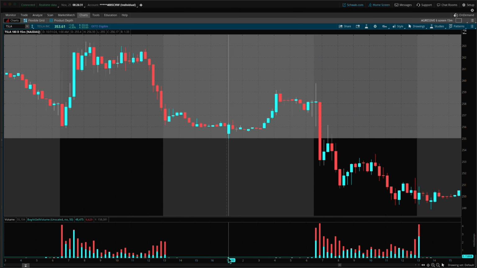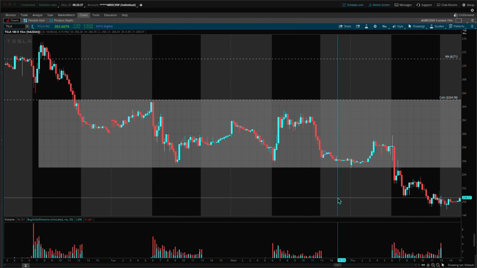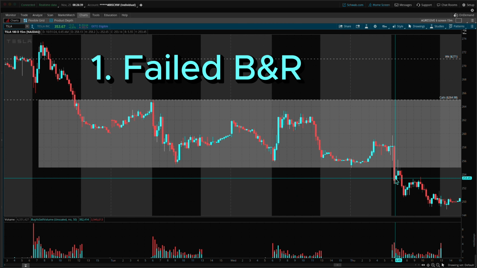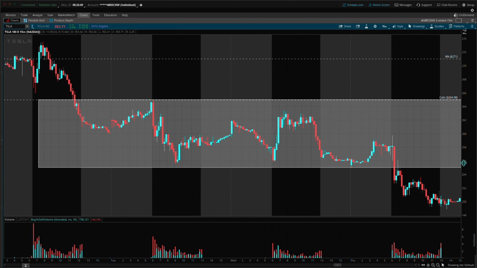Now, the reason why I like the break and retest strategy is because it's the safest entry you can get, low risk, high reward. And also, I'm going to show you guys a failed break and retest and where you should cut for a small loss, and how to find price targets. I'm going to go over a lot of trades that I've taken myself, as well as trades that I missed on the break and retest strategy. So first, let's go over Tesla.